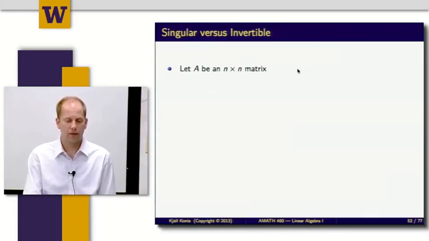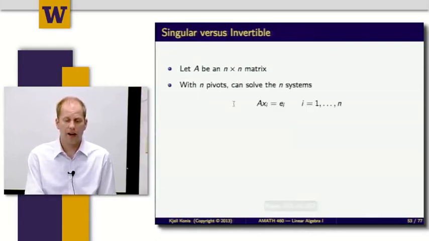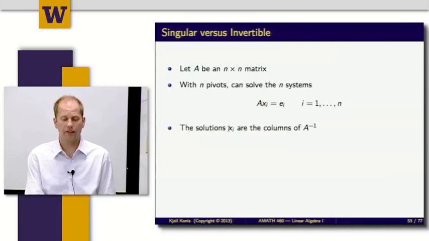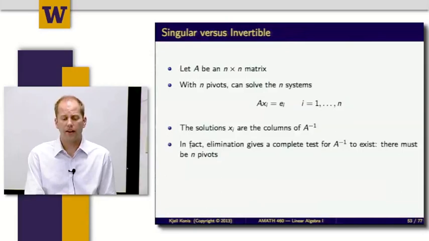So let's suppose A is a square matrix, and suppose there are n pivots. Then I could solve each one of these equations, and that would give me these xi's that would be the columns of my inverse. So I can put these column vectors xi together to make a matrix that's the inverse of my matrix A. And so elimination gives a complete test for A inverse to exist. So there have to be n pivots. This isn't a complete proof, this is just the result.